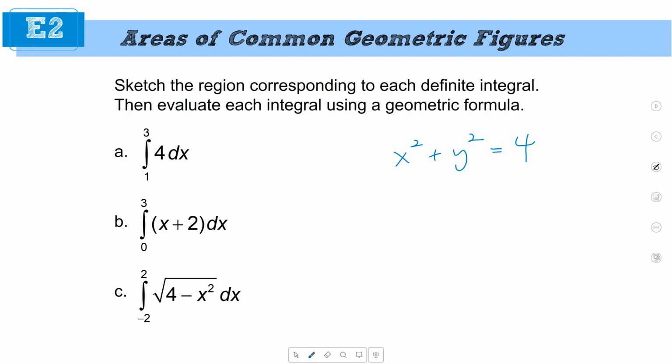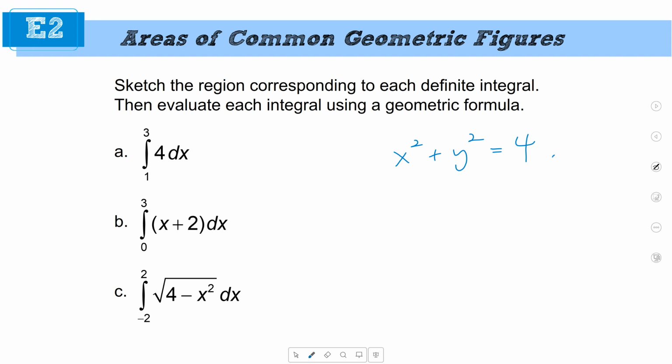Okay, so we come back to this guy. This is not a function. What is that? No, sorry, this. That's a full circle with a radius of 2.